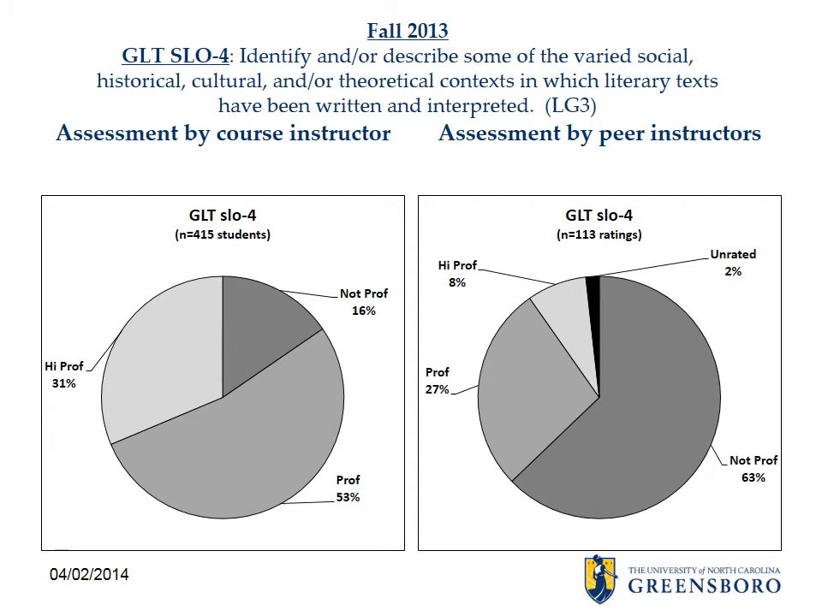For GLT Student Learning Outcome 4, course instructors rated 84% of student work as proficient or above. Peer reviewers rated 35% of sampled student work the same. Course instructors rated 16% of student work as non-proficient. Peer reviewers rated 63% of sampled student work the same, and 2% as unrated.